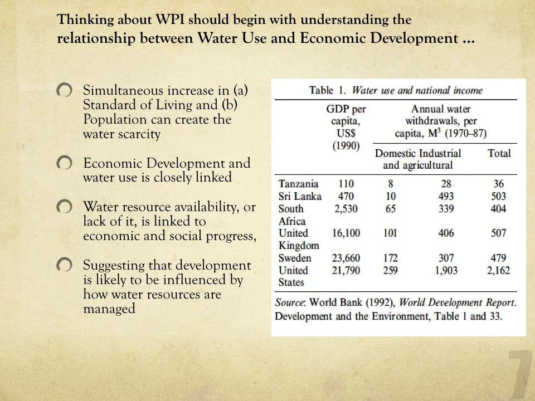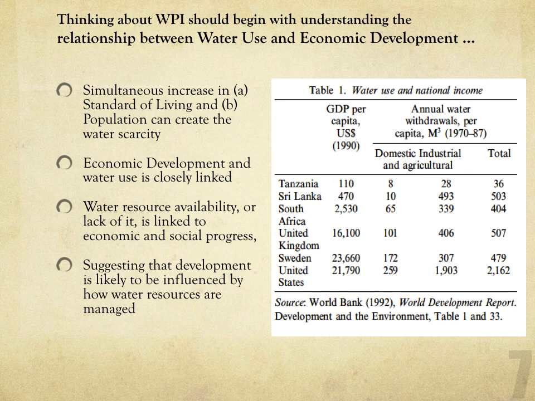Basically, she tries to establish the association between water consumption and development, and she shows that there is a simultaneous increase in standard of living and population, which can actually create water scarcity, because the more the consumption, the more the economic development, the more the chances of getting into a water scarce situation. Economic development and water use are thus very closely linked, which is not a new thing for us, but anyways, water resource availability or lack of it is linked with economic and social progress.